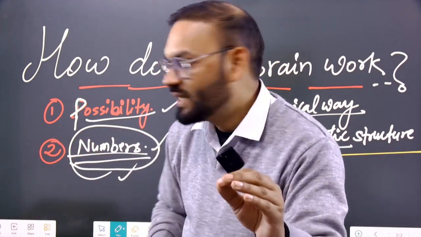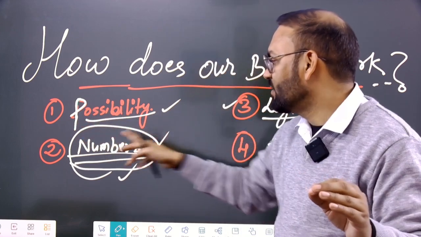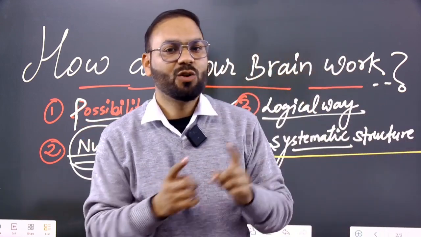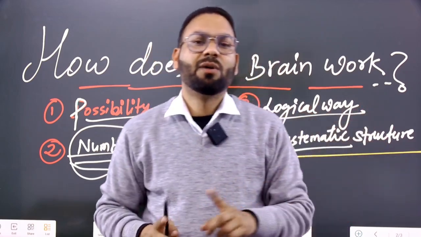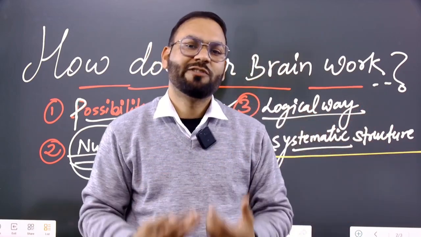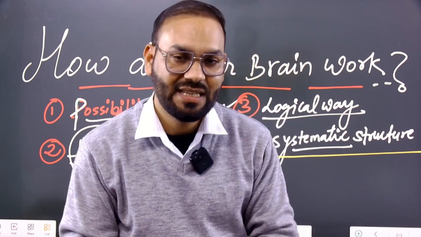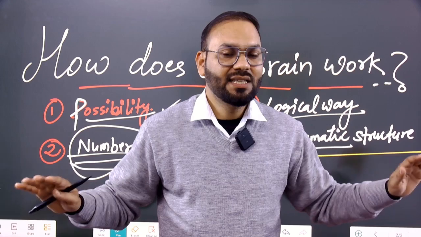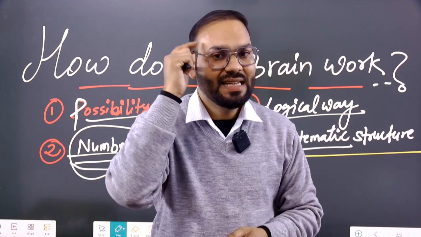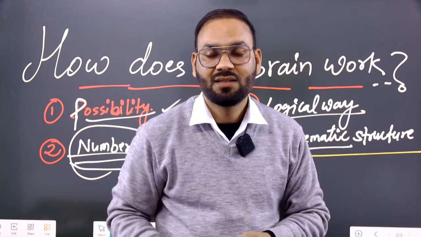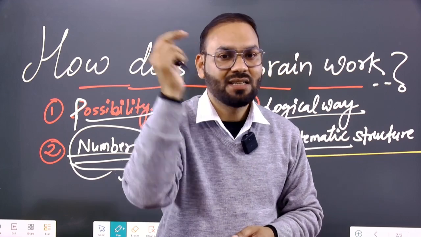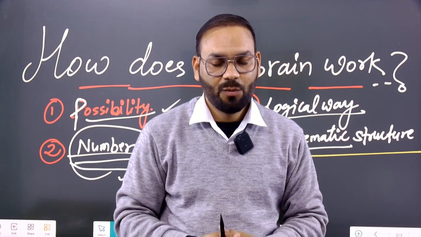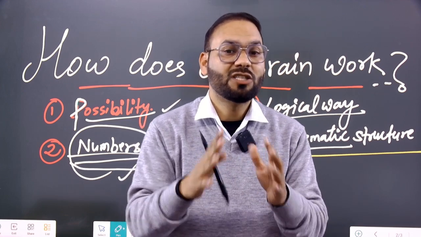So you should know about these structures: possibility, numbers, logical way, and systematically structure for anything about your presentation, about your podium session, about your company, about yourself, about your family, about your hobby, about your experience, about your education, anything. Anything you want to explain to someone, you need a logical structure. You need a systematically structure in your mind. Then you are able to explain. Of course, you are able to explain. So you must know about that.